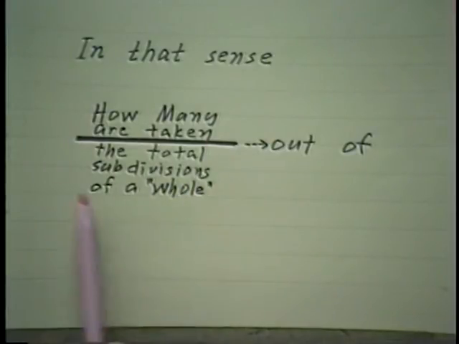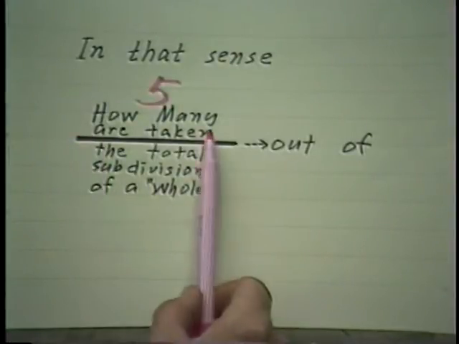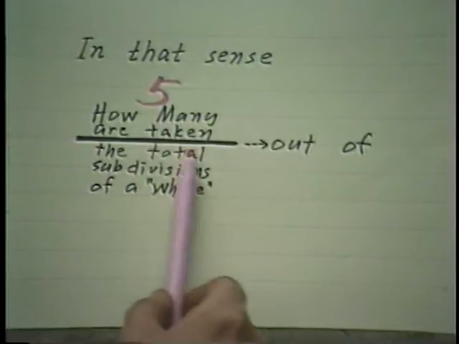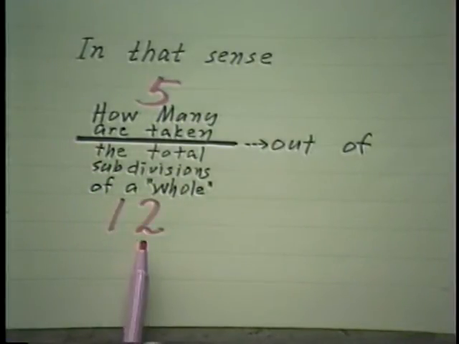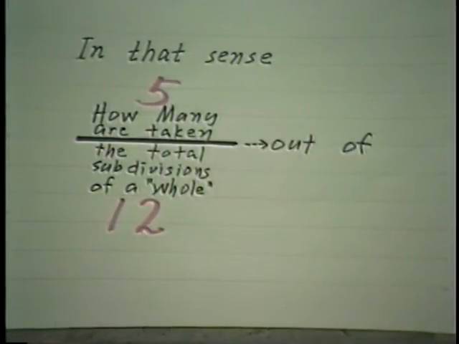So here's our coded message. Top number, how many are taken? The fraction bar means out of. The bottom number, the total subdivisions of a whole. In this case, 12. A supremely simple idea, but as we pointed out in the previous lessons, we're going to take these very simple ideas and build them bit by bit into a fairly complex structure.